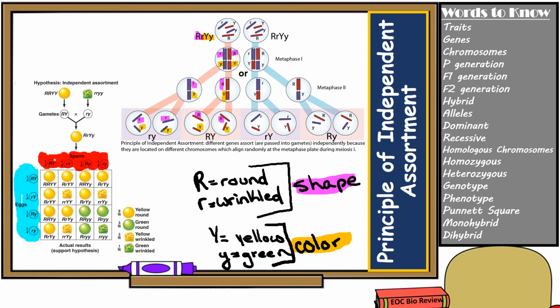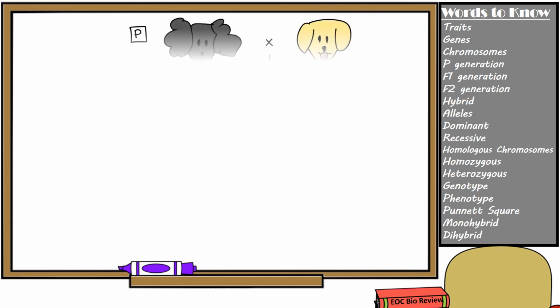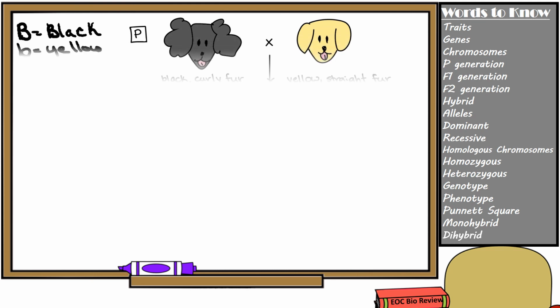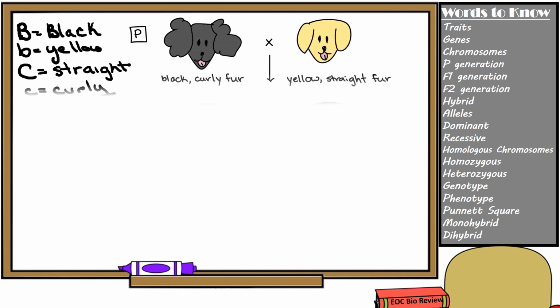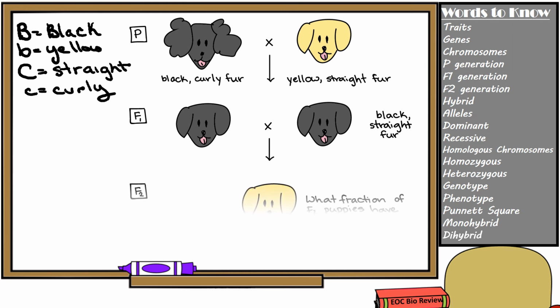Okay, so let's take a look at a dihybrid cross, in which we're going to be focusing on fur type and color for these dogs. Note that the black fur is dominant over yellow fur, and the straight fur is dominant over curly. Now let's say that a dog with black curly fur is crossed with a dog with yellow straight fur. Then allow the first generation to crossbreed. What percentage of the second generation of puppies would have yellow straight fur?